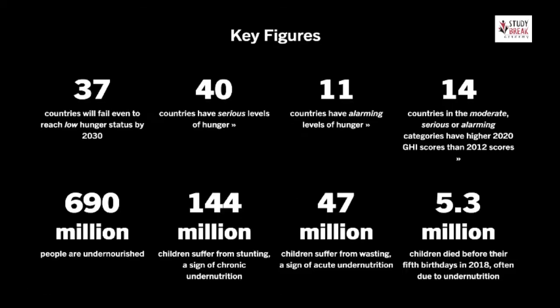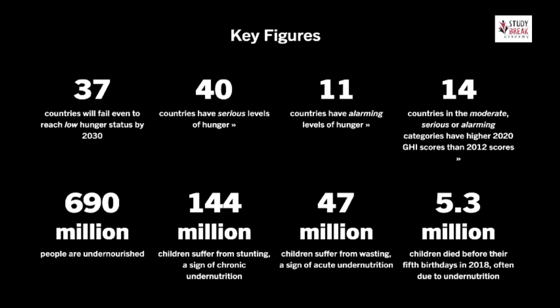These are some key figures published by Concern. So 37 countries will fail even to reach low hunger status by 2030, let alone remove hunger altogether. 40 countries have serious levels of hunger, including India. 11 countries have alarming level. 14 countries in the moderate, serious or alarming categories have higher 2020 GHI scores than 2012 scores. What does that mean? Between 2012 and 2020, hunger has increased in these countries. 690 million people are undernourished.